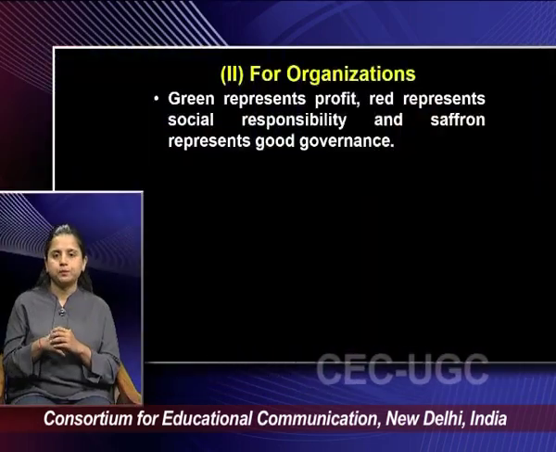Green is representative of profit, red represents social responsibility, and eventually saffron represents good governance. Corporate entities or business organizations can also make good use of this GRS vision, which suggests that profit should be used for social benefit. So green and red are connected like this: whatever profit we are making should be used for social benefit and should be earned through good business practices. That is called ethical practices, which is represented by the saffron.